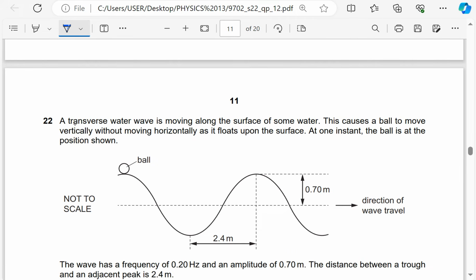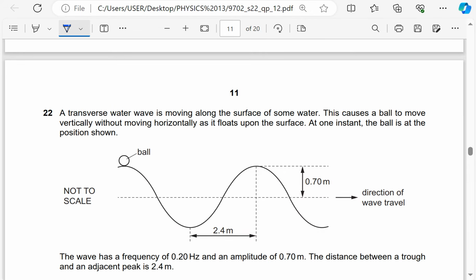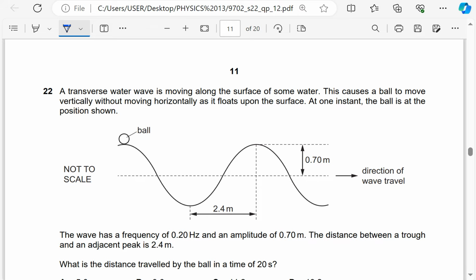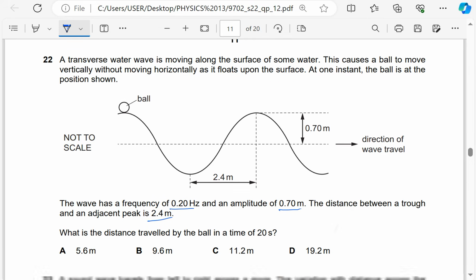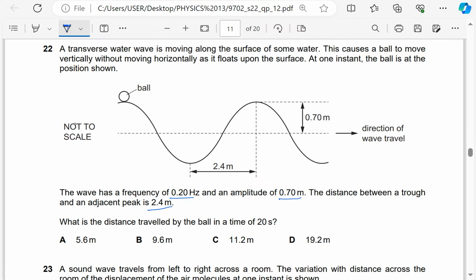A transverse water wave is moving along the surface of some water. This causes a ball to move vertically without moving horizontally as it floats on the surface. At one instant, the ball is at the position shown. The wave has a frequency of 0.2 Hz and amplitude of 0.70 meters. The distance between a trough and an adjacent peak is 2.4 meters. What is the distance traveled by the ball in a time of 20 seconds?